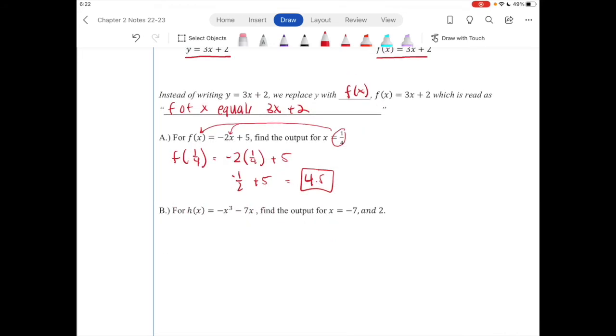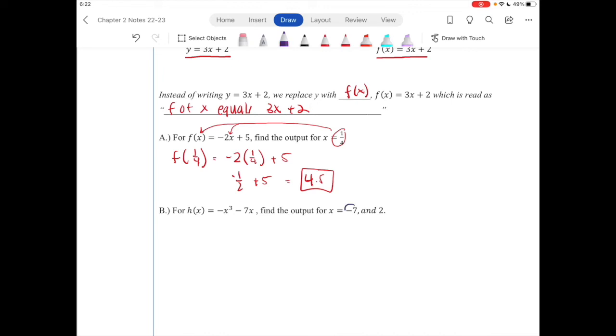Now, sometimes we might see, instead of using f as our variable, a different variable. So in this case, we have h of x equals negative x cubed minus 7x. We're going to find the output for x when it's -7 and when it's 2. So let's start off with our -7.